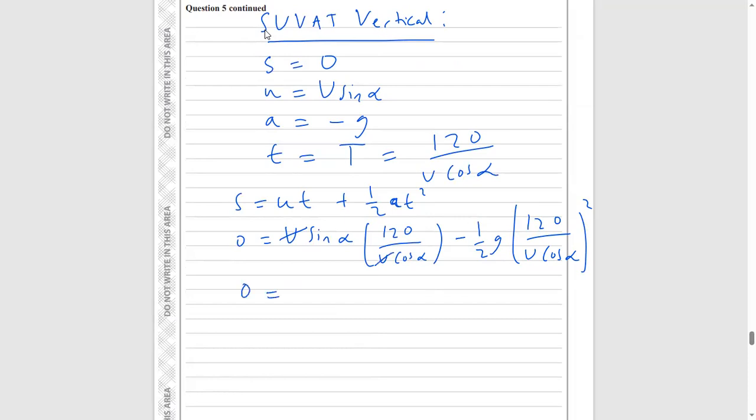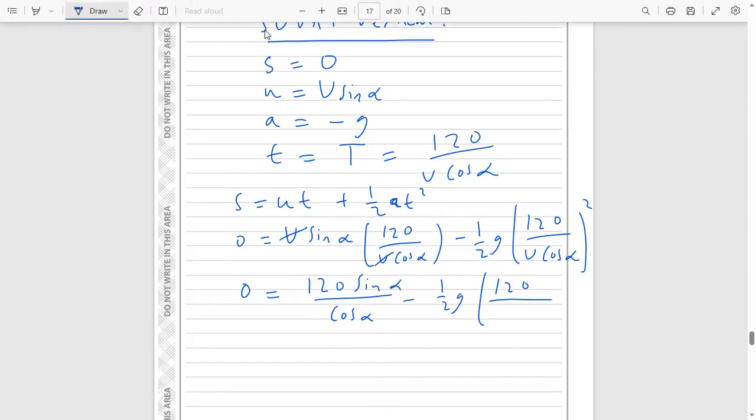So we've got 0 is equal to 120 sine alpha over cos alpha, and then minus, I'm just going to keep it like this again. So we've got half g and then 120 over, actually what am I going to do? Forget this. Let me just rub this out here. I am just going to expand out the brackets here.